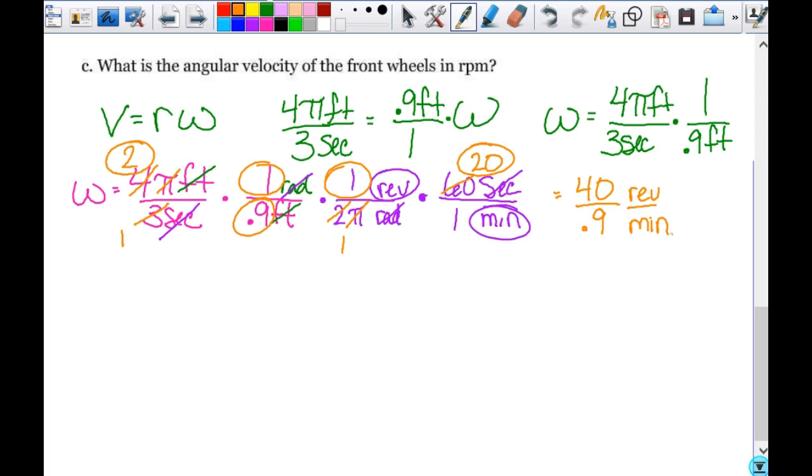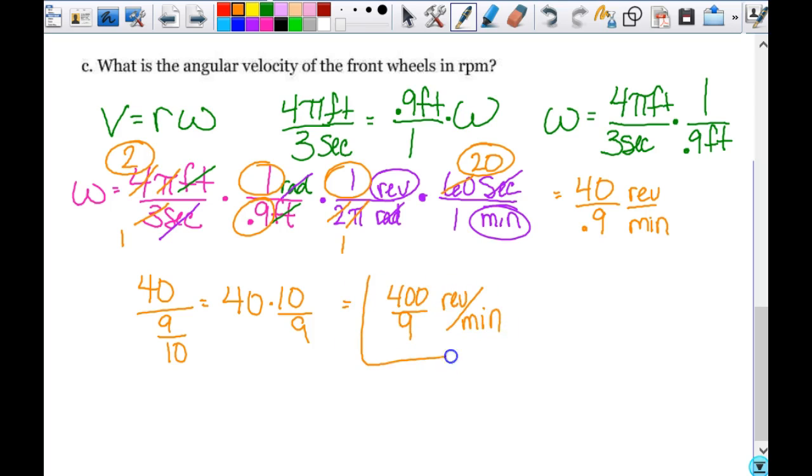Can you reduce that without a calculator? Doesn't that mean 40 divided by 9/10? Isn't that the same as 40 times 10 over 9? Which gives you what? 400 over 9 revolutions per minute. Which in this case, a decimal would totally make more sense if you wanted to think about speed. I just didn't want you to have to worry about getting your calculators.